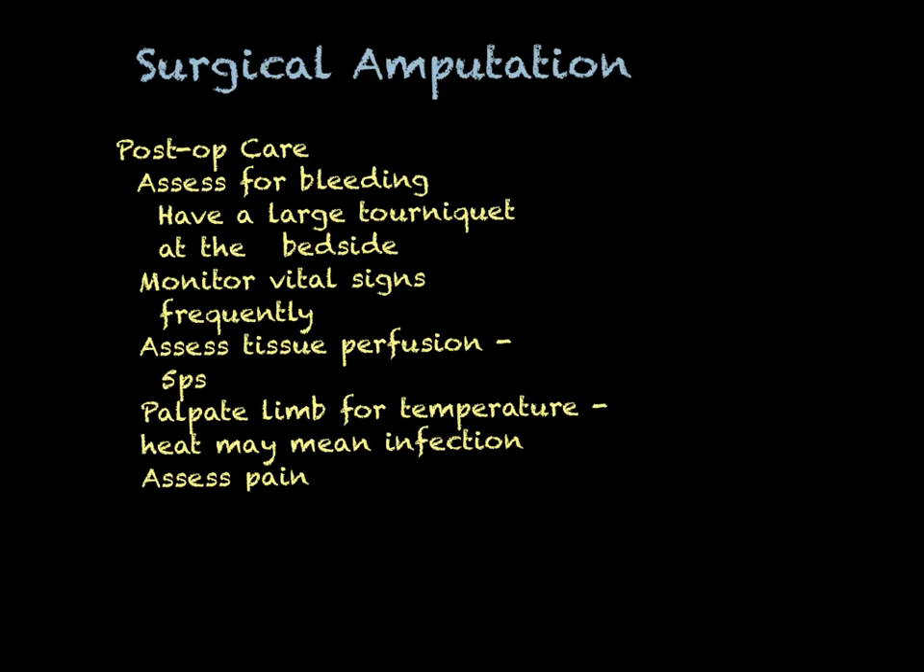Okay, so when we're caring for the patient post-op, we'll start with assessment. There are several complications of amputation, namely hemorrhage, infection, and phantom limb pain, as well as stump pain and incisional pain. And the nurse needs to have good assessment skills. The first thing that you're going to look for is to assess for any bleeding. It's important to have a large tourniquet at the bedside. This is a standard part of care. In case this person starts to hemorrhage, you need to have a way to stop that bleeding quickly.